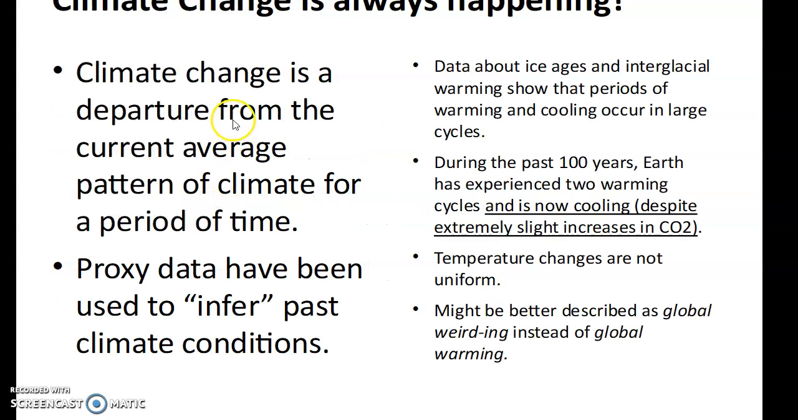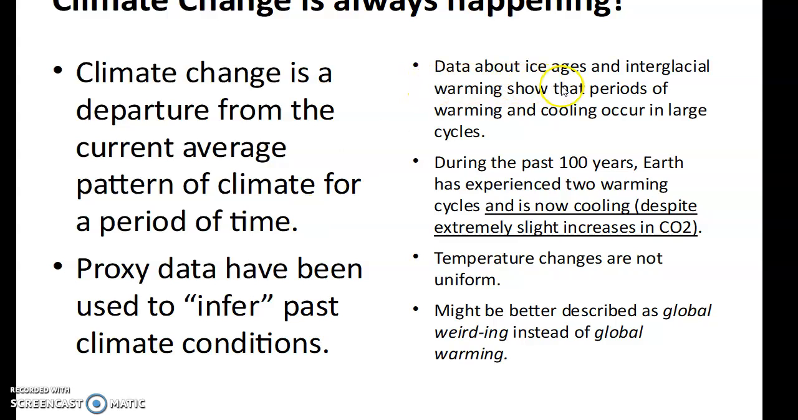Now, climate change is always happening. This is not something new. Climate change is a departure from a current average pattern of climate over a period of time. And it is never exactly the same. Proxy data have been used to infer past climate conditions. Okay, this is fraught with potential for misuse, and a lot of times where you see graphs with straight lines, there is nothing connecting those dots whatsoever.